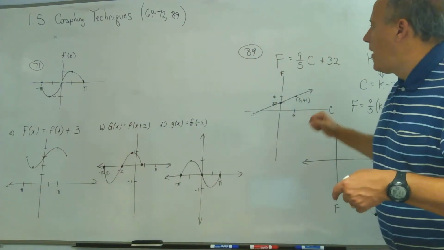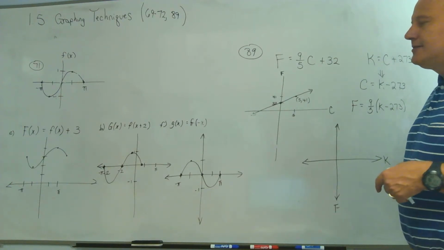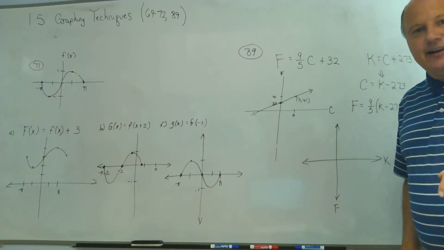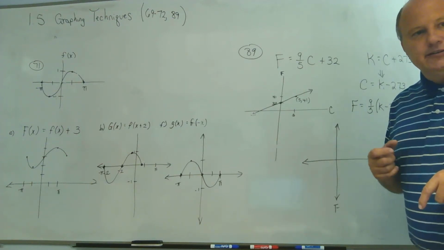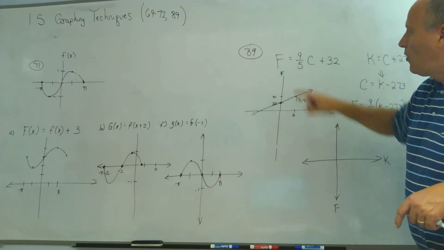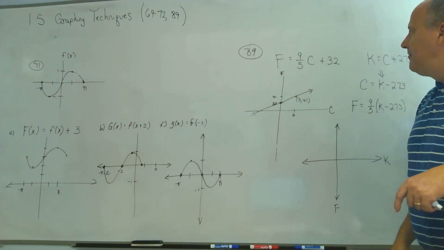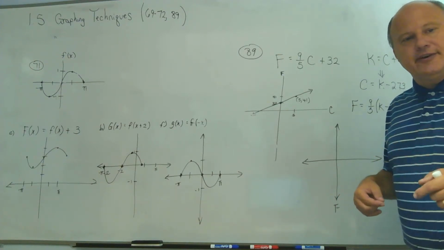Okay, and number 89 is one of our applications. This is very wordy in the problem, and I did a lot of paraphrasing. They're comparing two temperature scales, Celsius and Fahrenheit, and a lot of you might recognize this formula: F equals 9/5 C plus 32. That's the formula that will convert Celsius into Fahrenheit.